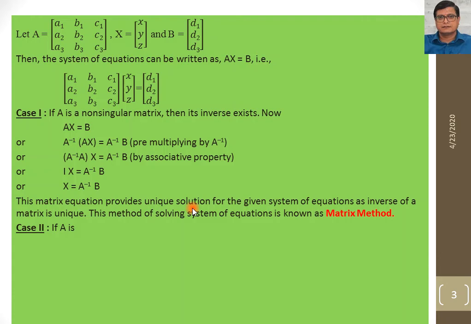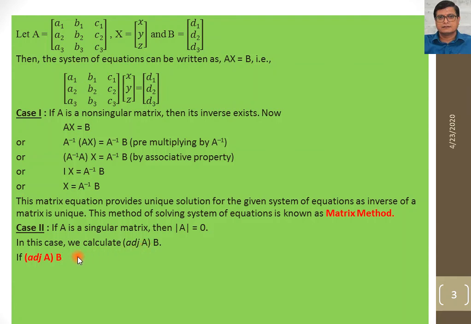Then we have the second case: if A is a singular matrix, then determinant A is 0. Whenever the determinant of any matrix is 0, it is known as a singular matrix. So what happens in that condition? In this case, we calculate adjoint A into B. Without using the inverse method, we simply find adjoint A into B. Adjoint A, you know how to find the adjoint matrix of A. Then matrix B is also there, and we find their product.